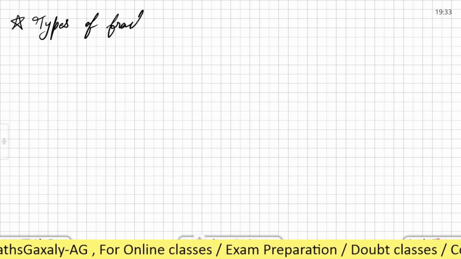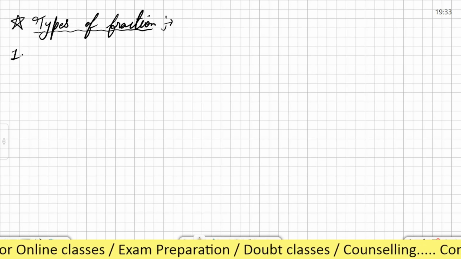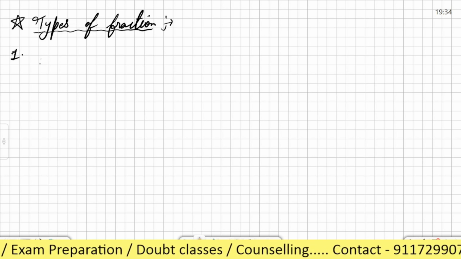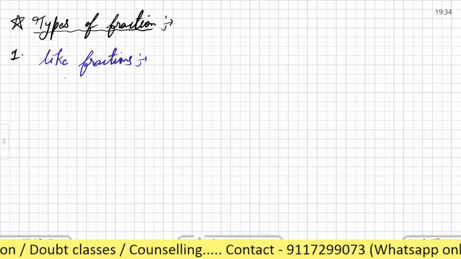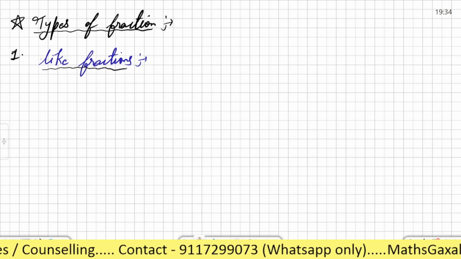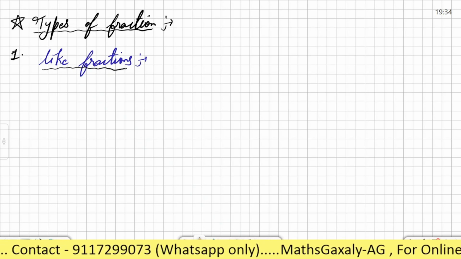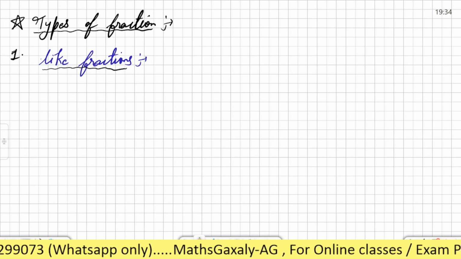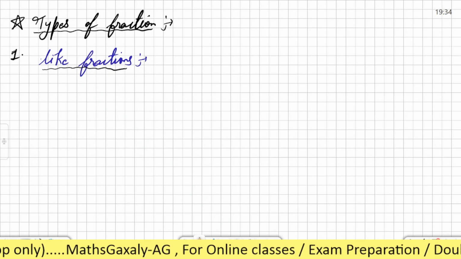Types of fraction. First one, see, it's like fractions, okay. So what do you know about like fractions? Sir, like fractions are the fractions with like the denominators are higher than... Hmm. No, no, no, dear. No, sir, like fractions, a group of fractions with same denominator. Same denominator, yes. So by the name you can easily understand it. Okay, don't worry, no problem.